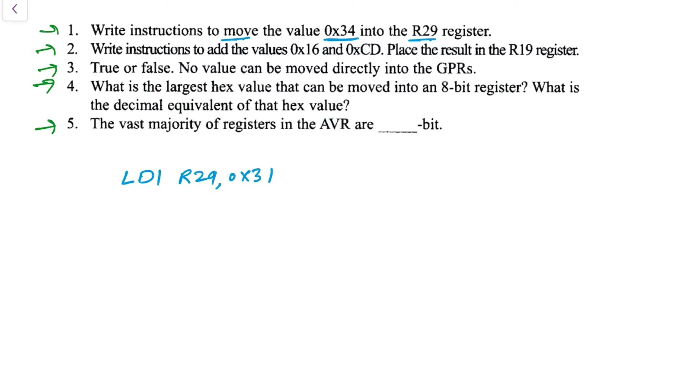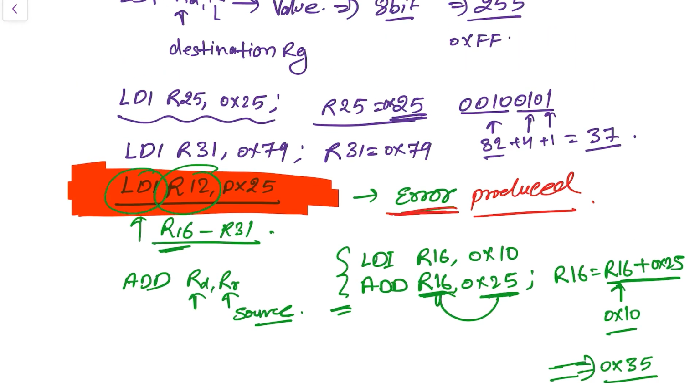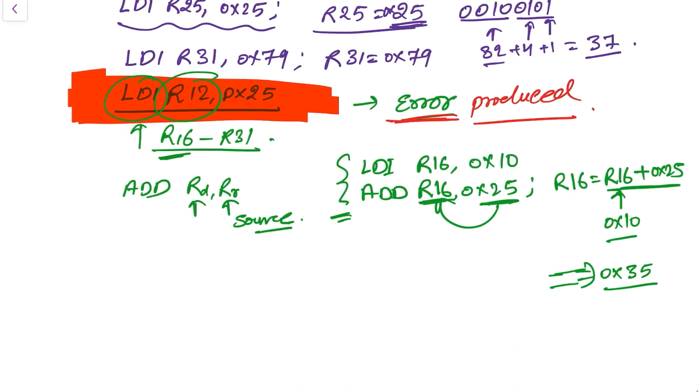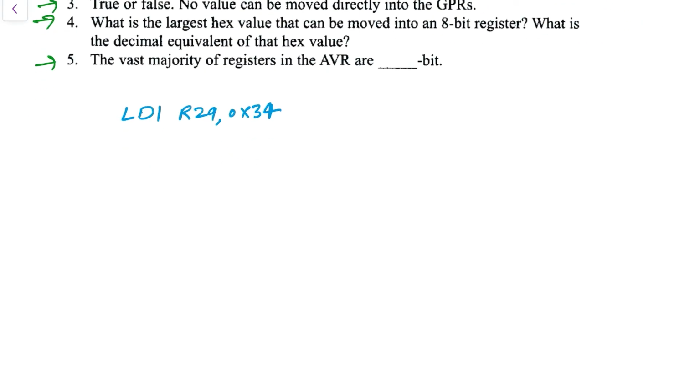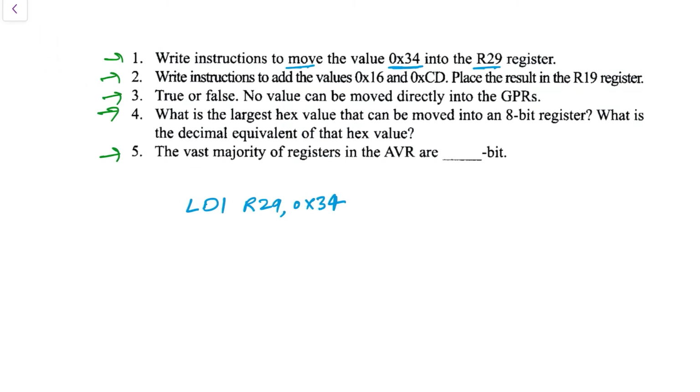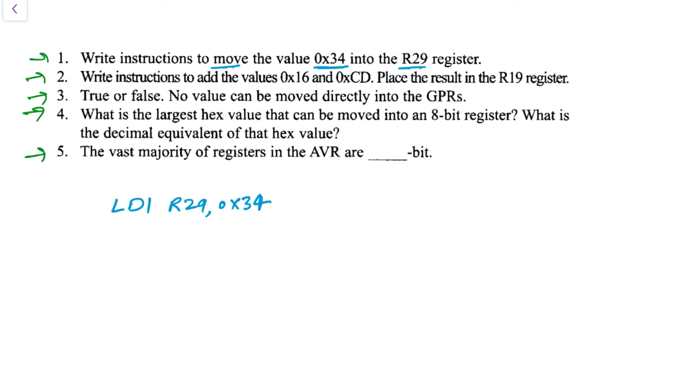So we are going to load here the 0x34. Okay, right. So now the next question is: write instructions to add the value of 0x16 and 0xcd and then place the result into R19. That means this is the solution of the first question.